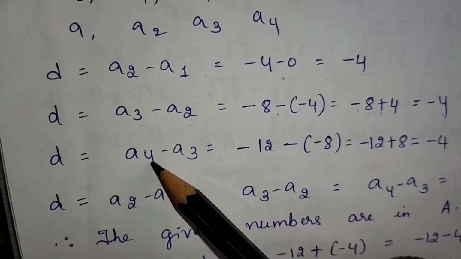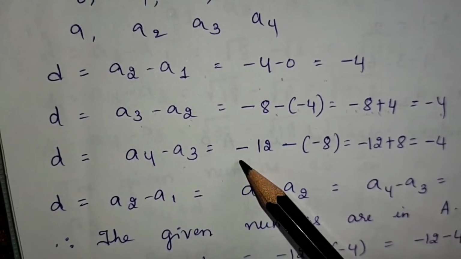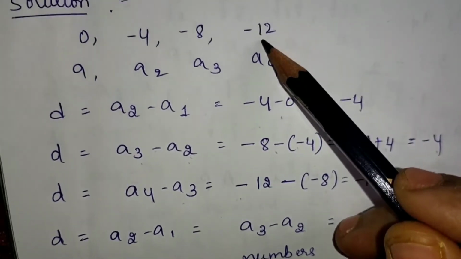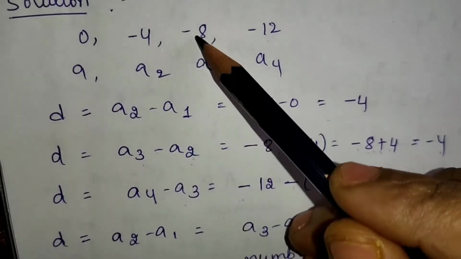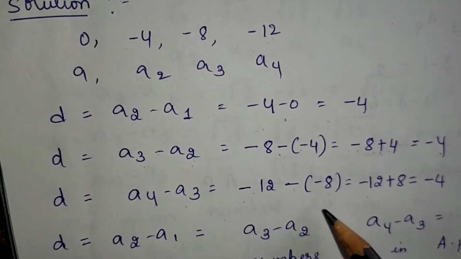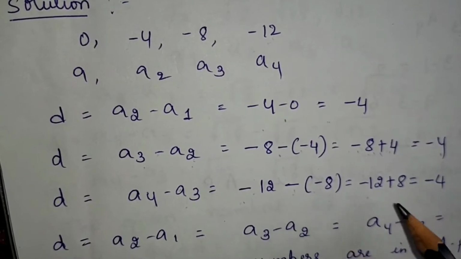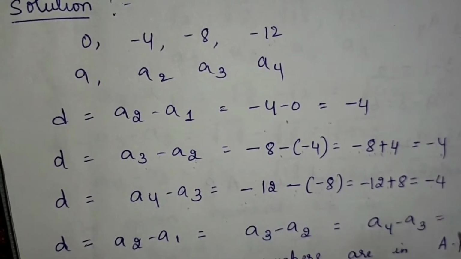Same way, A4 minus A3. Here A4 is minus 12 minus the third term, which is minus 8. Minus 12 as it is, minus into minus is plus 8. Minus 12 plus 8 is minus 4.